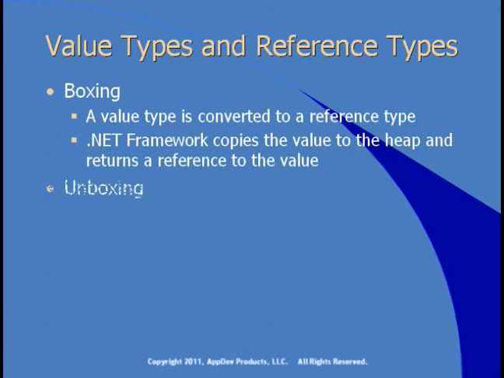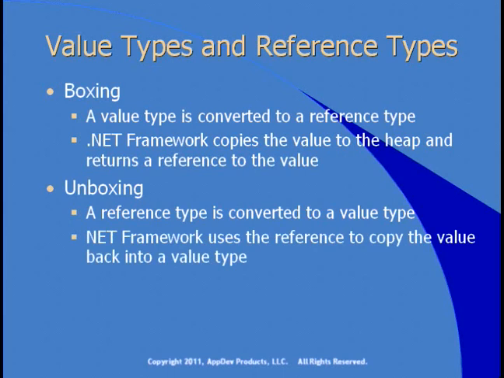Later on, you want to read the value of the object, and this is known as unboxing, because the reference type is now converted to a value type. So the framework uses the reference to copy the value back into a value type. So you have 7 stored in an object. The .NET Framework has a reference to the 7, goes and retrieves that, and then brings that back. So it's boxing when you store a value type into a reference type. It's unboxing when you retrieve the value of a reference type and put it into a value type. And both of these are less efficient than using value types to begin with.